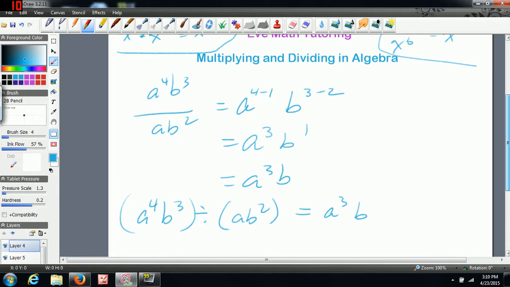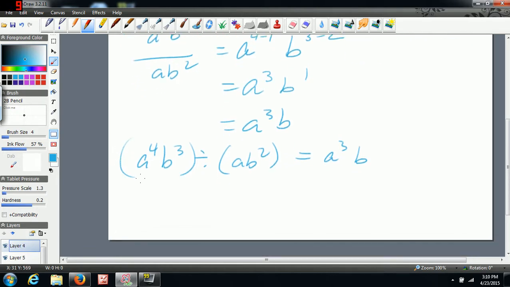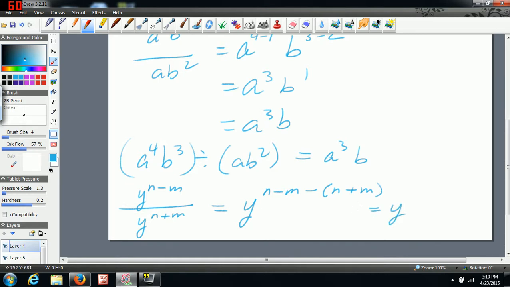Okay, or say we did a division question where we had y to the n minus m divided by y to the n plus m. So because we're dividing here, we just collect y and we do n minus m. So because it's division, I now have to subtract the second part, remembering to keep it all in brackets. Okay, that's important, because now when I open up the brackets, I get n minus m minus n minus m.